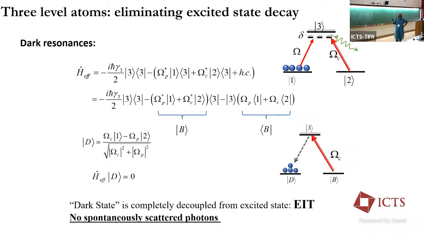And the most important thing here, which is often missed in EIT, because often people think that if you have a transparency dip, that's enough, that the probe is suddenly going through. But the main physics is that you are completely eliminating the excited state, which is what is responsible for spontaneous scattering. So even in principle, you do not have any spontaneous scattering. And this actually works magically.